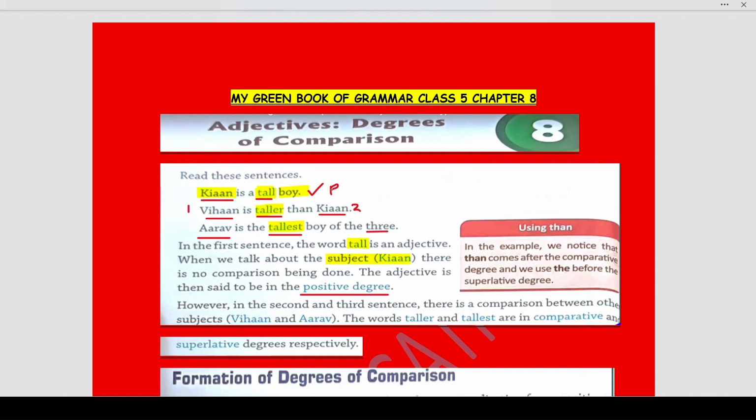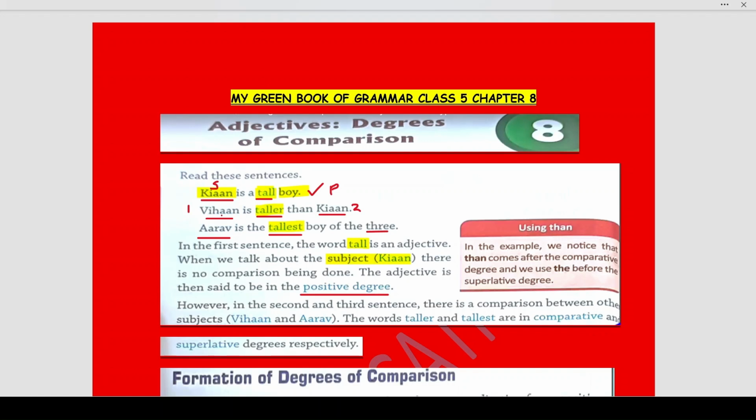As you can see, this is the positive degree of comparison. Kian is a tall boy. What do you understand? Here there is only a describing word or an adjective, and that adjective is in the positive degree. Okay, there is no comparison. Why? Because there is no other person whom the subject is being compared to. Here, your subject is Kian in the first sentence, and we are just describing Kian. Kian is a tall boy.